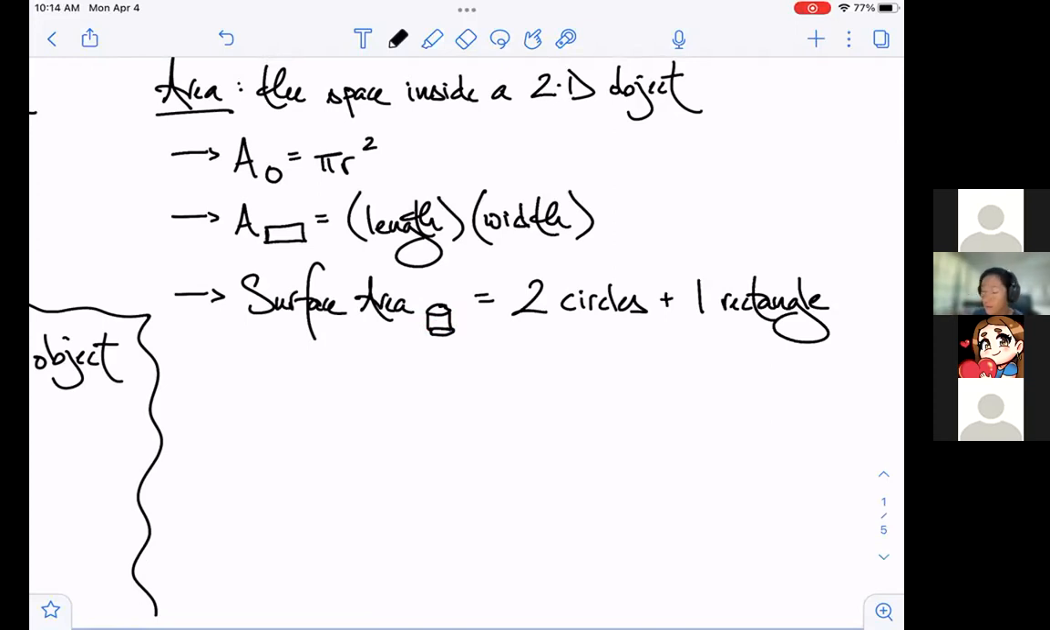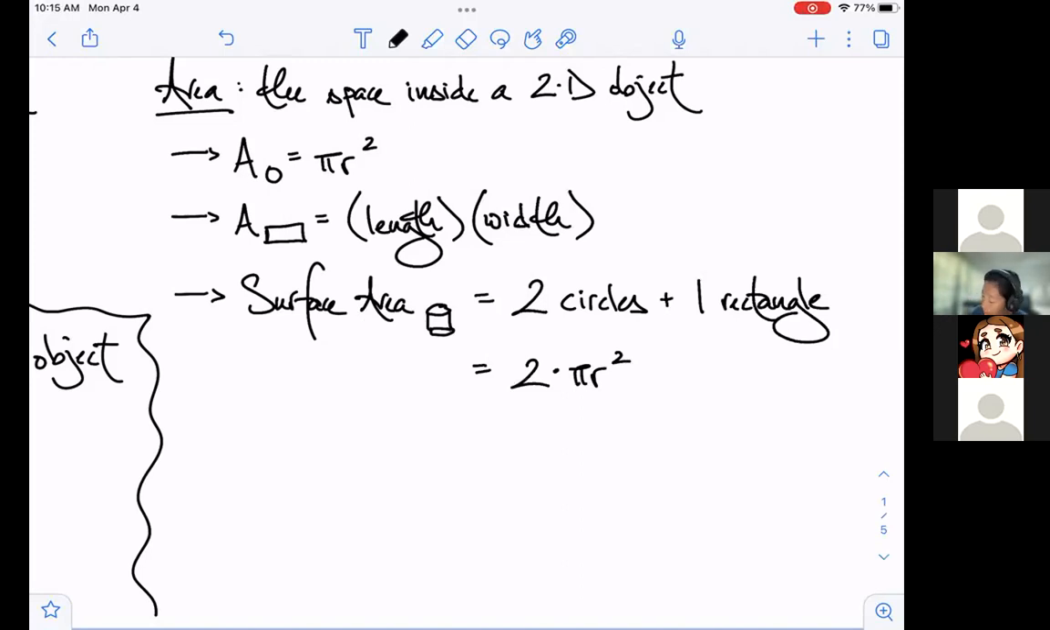So we have 2 circles and a rectangle. And we can borrow some of our area formulas from before to help us make this surface area formula, all right? So I have 2 circles. What's the area formula for a circle? I just said this earlier. Yeah, pi r squared. So we have two of these, so 2 times pi r squared. That tells us in a formula that we have 2 circles that we're adding. Okay.